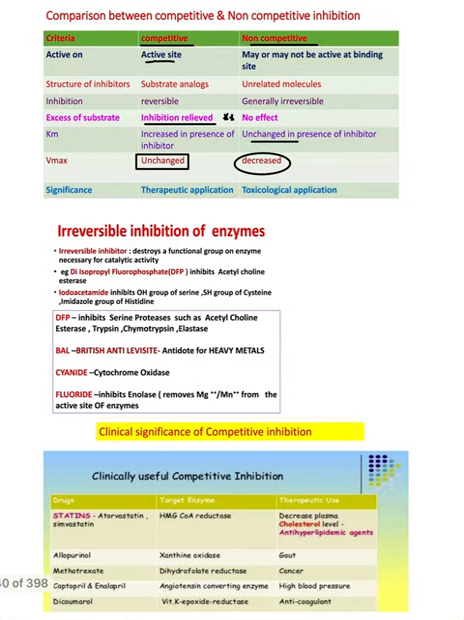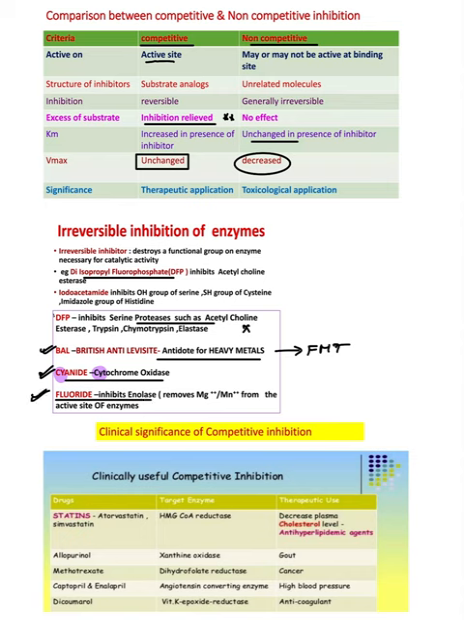Now see, here we have given some examples of inhibition. You have diisopropyl fluorophosphate, which inhibits serine protease, not much important, don't remember. Now British anti-lewisite, you might have remembered this as an antidote for heavy metals in your forensic medicine. So this is important. Cyanide inhibits cytochrome oxidase. You can remember, no issue. Fluoride, in the glycolysis pathway we talked about, inhibits the enzyme enolase. It removes the magnesium and manganese from the active site.